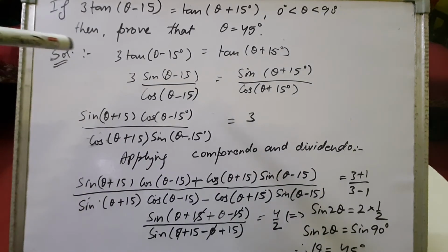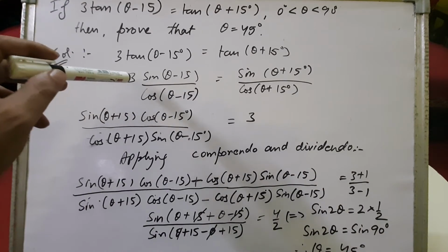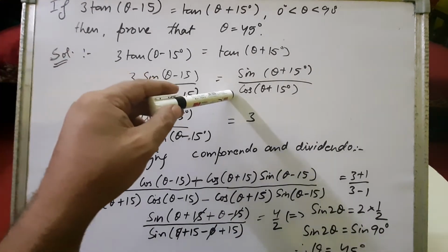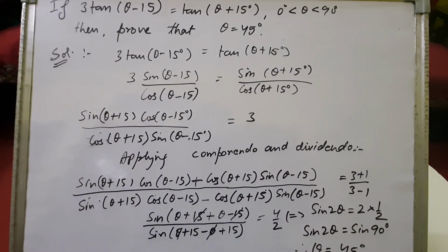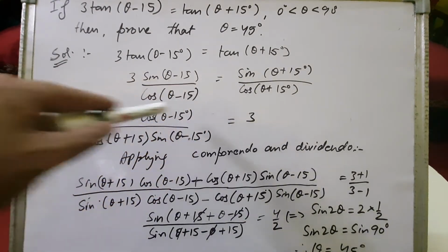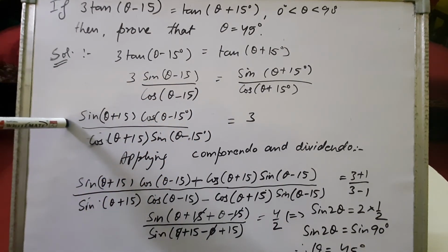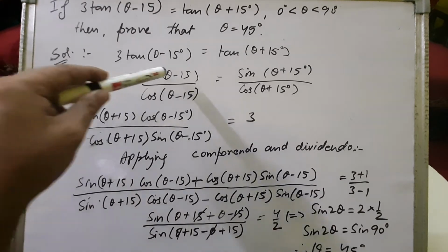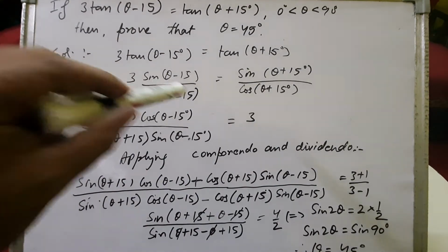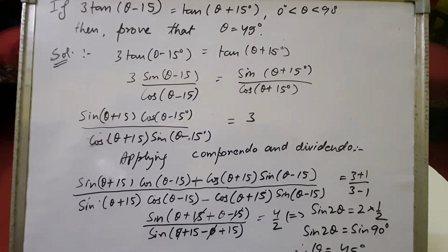So when we convert tan theta equals sin theta upon cos theta, it will become 3 sin (theta minus 15) upon cos (theta minus 15). And here we'll get sin (theta plus 15) upon cos (theta plus 15). Right, children? Now you can see that we can cross multiply. When we cross multiply, it will become sin (theta plus 15) cos (theta minus 15) upon cos (theta plus 15) sin (theta minus 15) equals 3. We'll get 3.